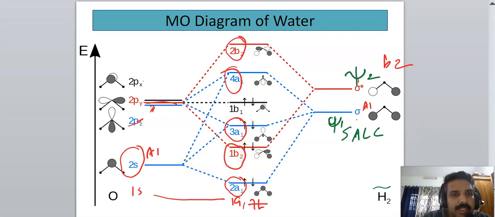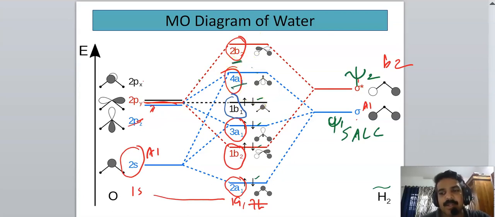Okay, then listen. This 2px orbital belongs to b1 symmetry, but neither Psi1 nor Psi2 belongs to b1. They are a1 and b2, so it remains non-bonded. So that is 1b1, non-bonded here. Okay. So electrons are distributed as 1a1 squared, 2a1 squared, 1b2 squared, 3a1 squared, and 1b1 squared. Okay, these 2 are anti-bonding, they are vacant. These 4a1 and 2b2 are vacant.